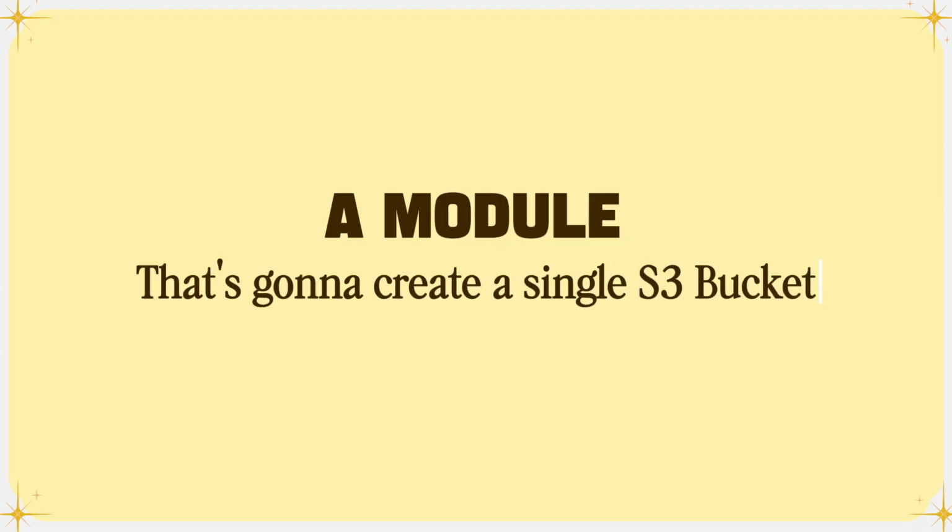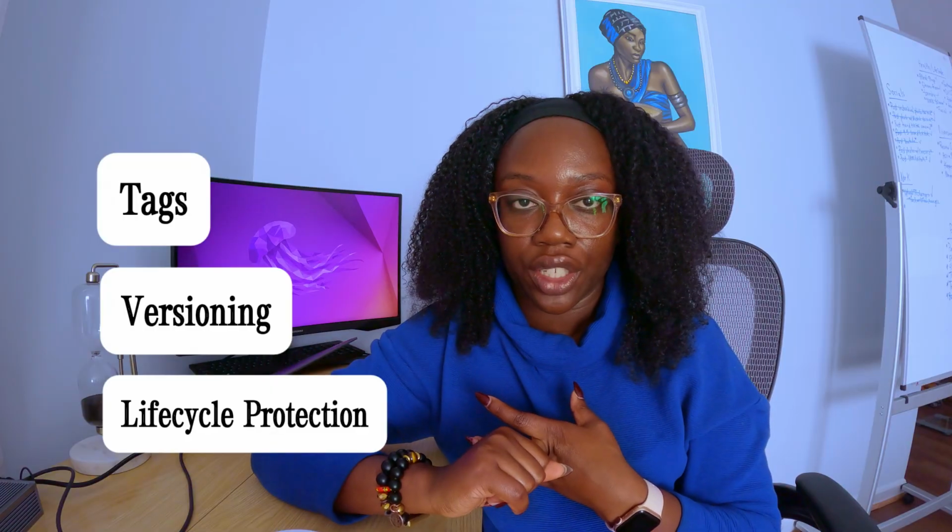So for us, we are going to create a module in Terraform that's going to create a single S3 bucket. It's going to have tags, it's going to have versioning, and it's going to have lifecycle protection. The tags will help track the cost, versioning will help track old files, and the lifecycle block prevents accidental deletion.